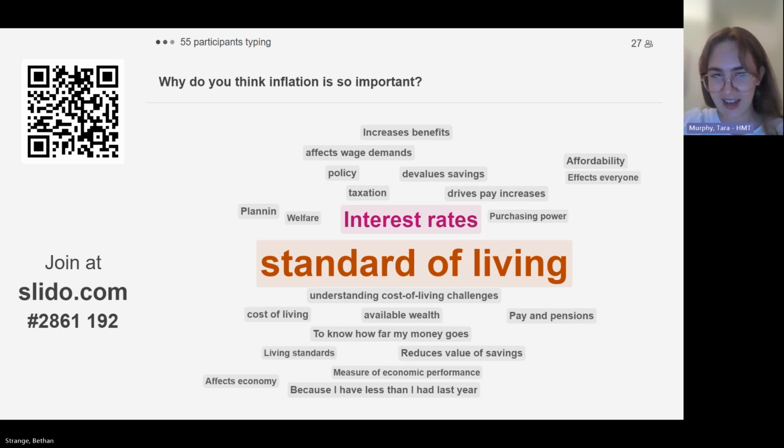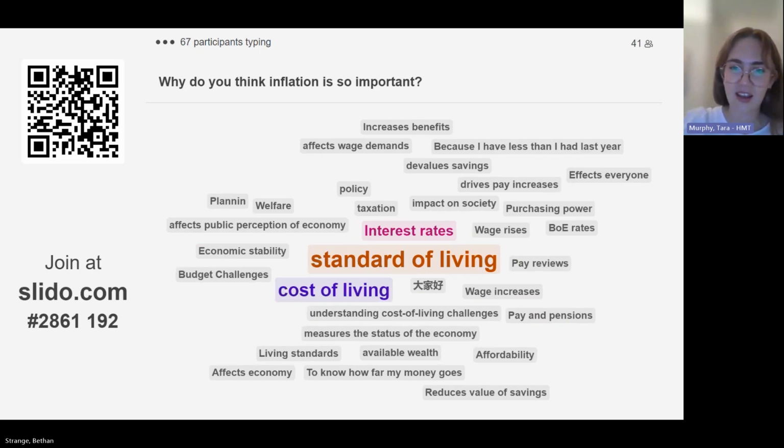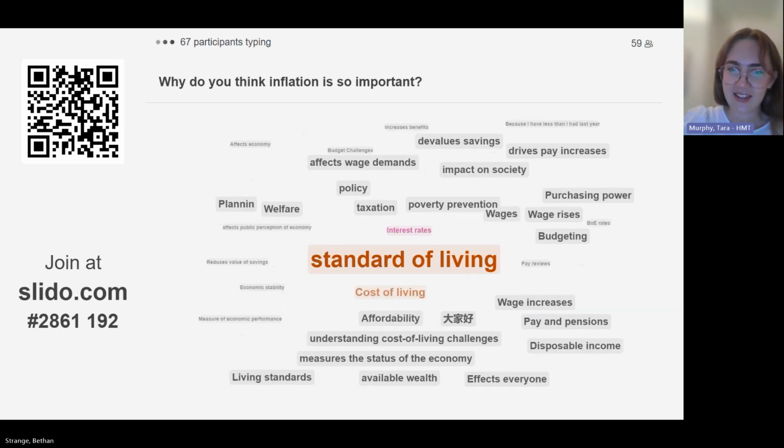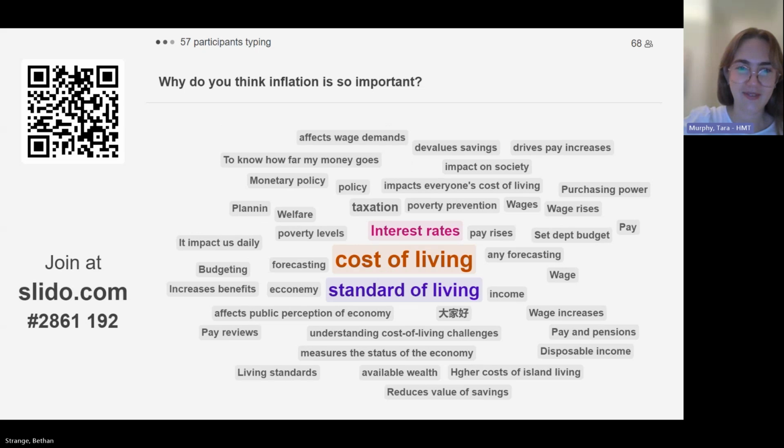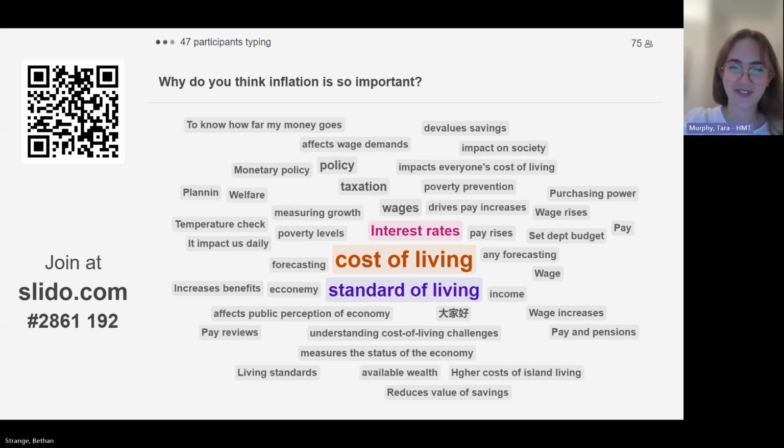Wow, loads of answers here. Yeah, interest rates, cost of living, devalues our savings, affects the economy. Fantastic. I can tell you're all economists.